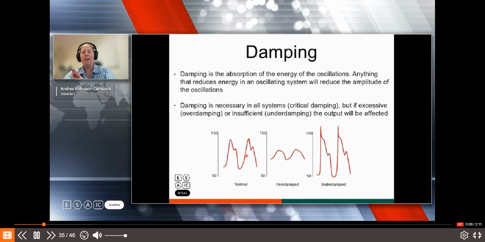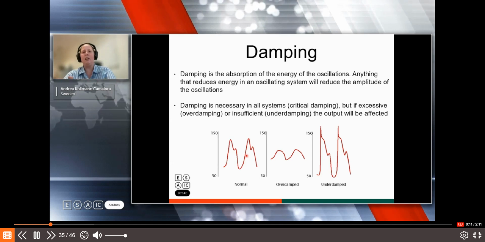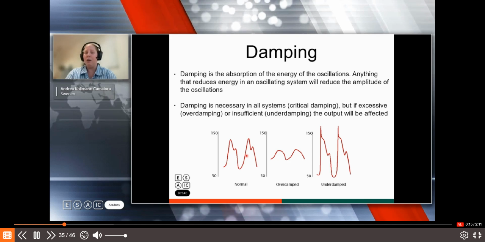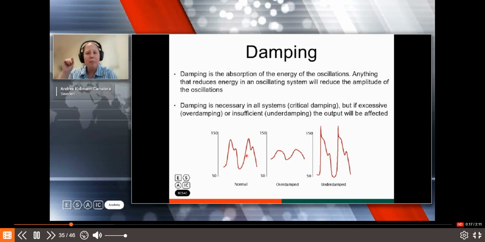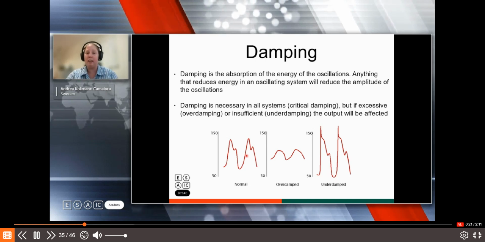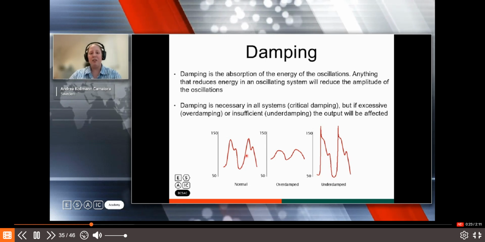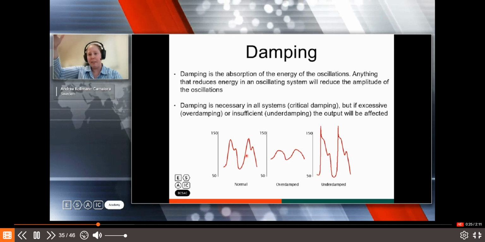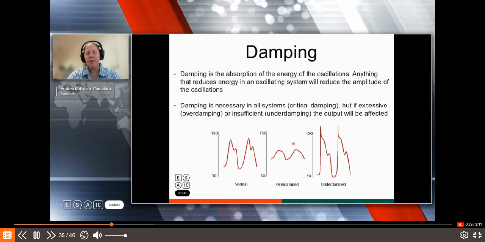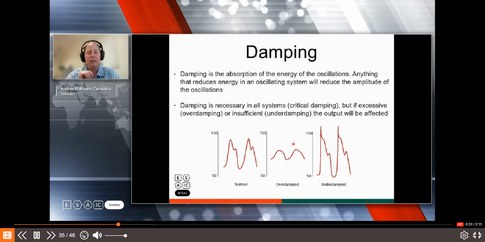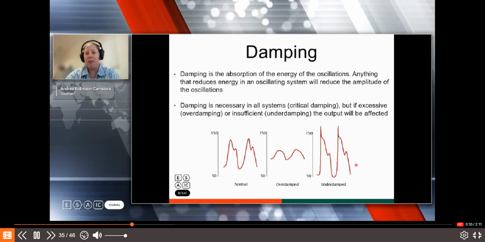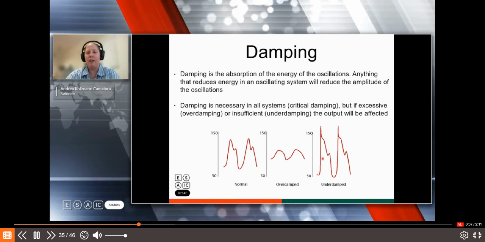So anything that reduces the energy will reduce the amplitude of the oscillations. But a little bit of damping is necessary in all systems, and that's called critical damping. But if you have too much damping, then it's called over damping, and you get these effects. And then if you have insufficient damping, then you get under damping, and you get this type of arterial curves.